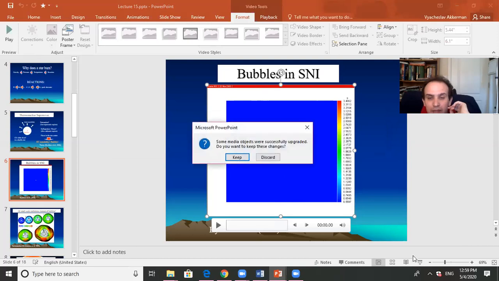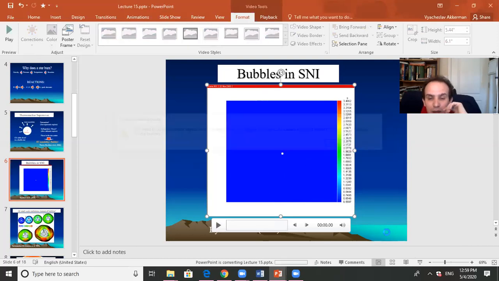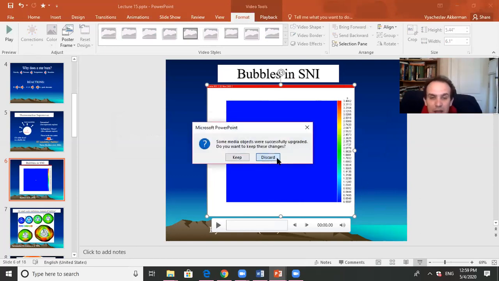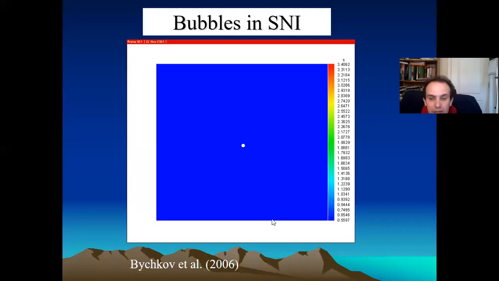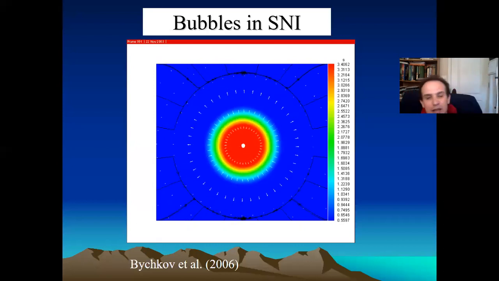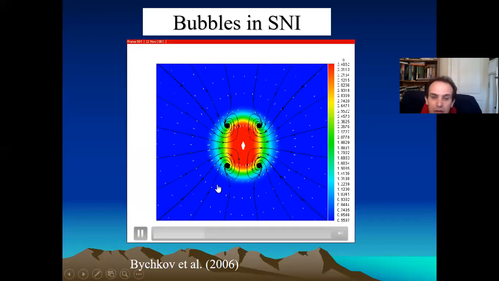Let me see. I think I'll show it on the big screen. I showed you these movies, how the flame expands and how this infinity sign appears. Here it is. Yes, so here is how bubbles are formed, and this is for thermonuclear supernova.